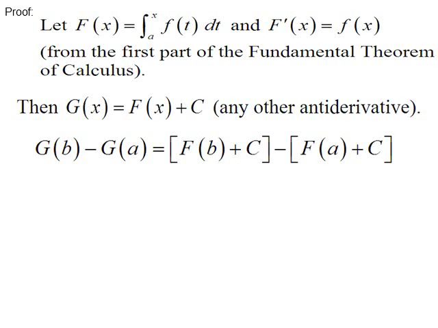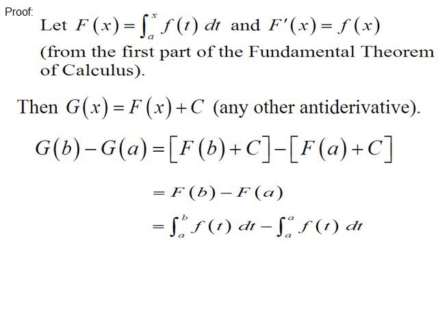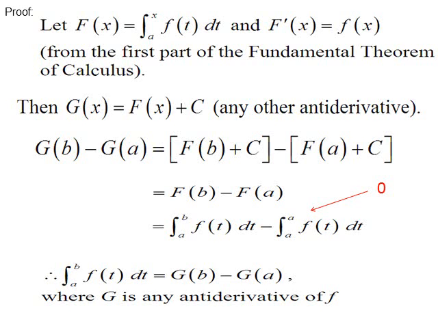G of b minus G of a is equal to F of b plus c minus F of a plus c, which simplifies to F of b minus F of a. Substituting from our given conditions, F of b means the integral from a to b of f of t dt, and F of a is the integral from a to a of f of t dt. The integral from a to a is 0, so the integral from a to b of f of t dt is equal to G of b minus G of a, where G is any antiderivative of little f.